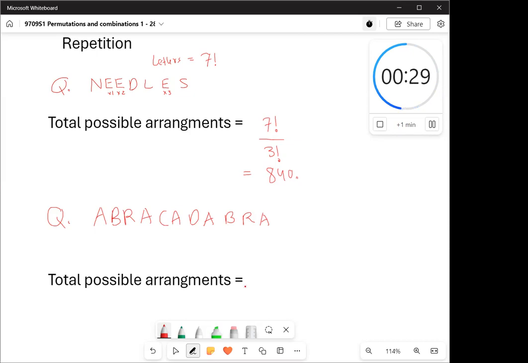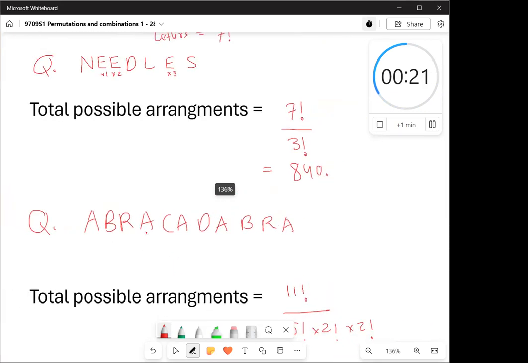It's 11 factorial divided by 5 factorial into 2 factorial into 2 factorial. That is it. So what we do is, we have 11 letters here. Now which are repeating? 5 A's, 2 B's, and 2 R's.